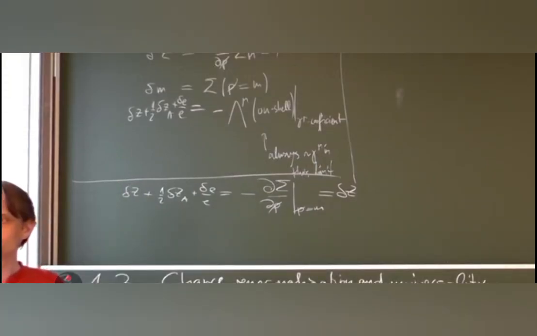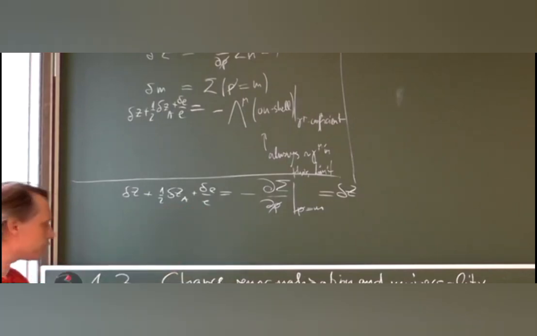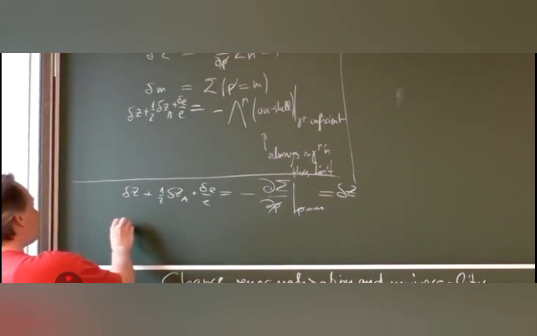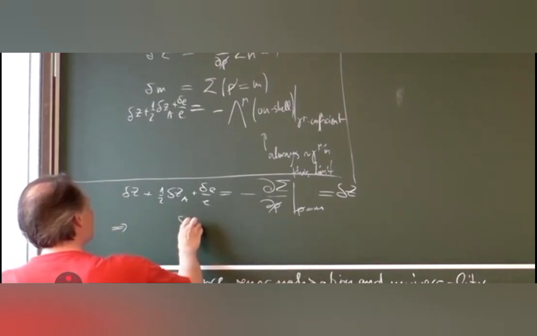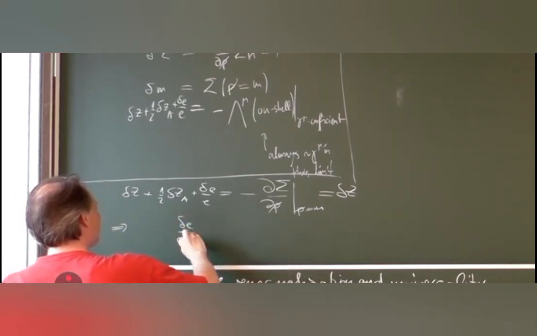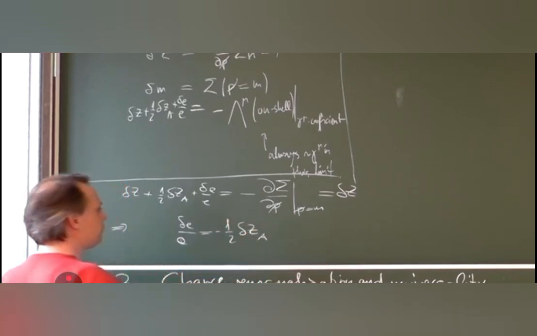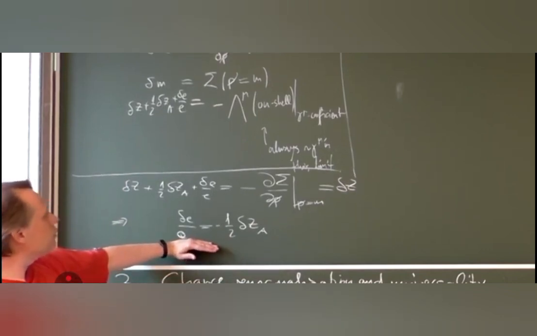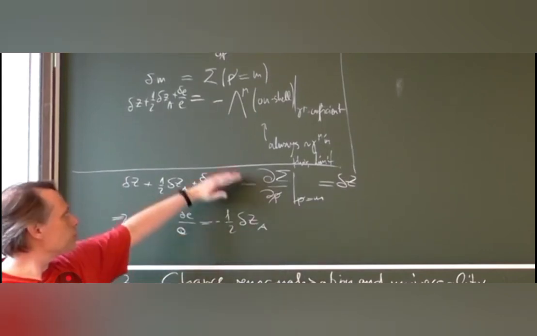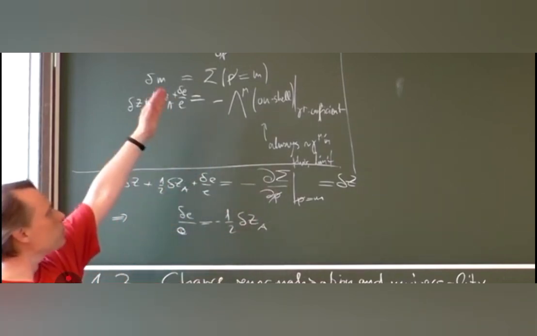And what happens if that is equal to delta Z? So the left-hand side of the equation cancels with the right, and the only thing that remains is that this must be 0. And that is then the ultimate charge renormalization condition. So we get a much simpler condition. Delta E over E is equal to minus 1/2 delta Z_A. As simple as that. So the charge renormalization constant does not require a calculation of 3-point functions. It only requires a calculation of delta Z_A, which requires the photon self-energy.